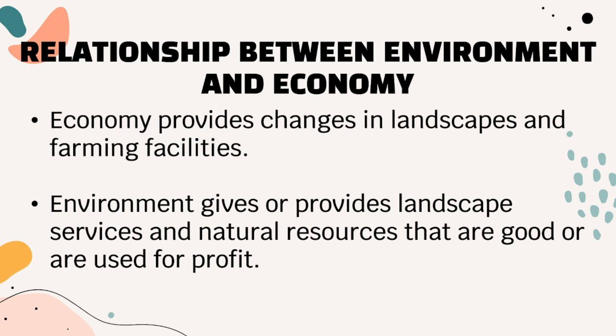Next is the relation between the environment and the economy. The economy provides changes in landscapes and farming facilities. The environment provides landscape services and natural resources that are used for profit. So the economy is the provider of the changes in our landscape and farming facilities. Better equipment and proper tools can help in changing the environment and the quality of work for farmers. Then the environment is, like what I said, where we grow or find resources which will then be used to gain income.